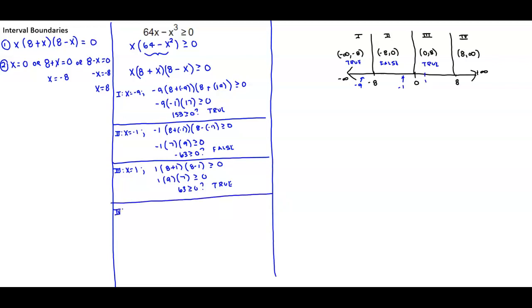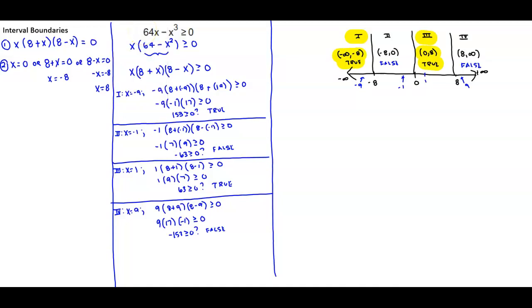For interval number 4, we're going to pick 9. So x is going to equal positive 9. So we have 9 times (8 plus 9) times (8 minus 9). We want to see if that's greater than or equal to 0. So we have 9 times 17 times negative 1. Well, that gives us negative 153. And is that greater than or equal to 0? It's not, so therefore it is false. So it's false for region number 4. So where do we notice that it's true? It's true for region number 1, and it's true for region number 3.